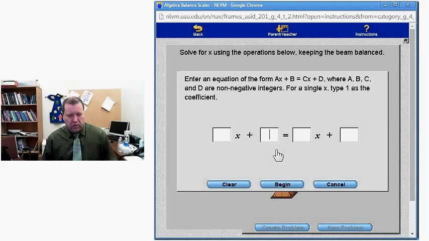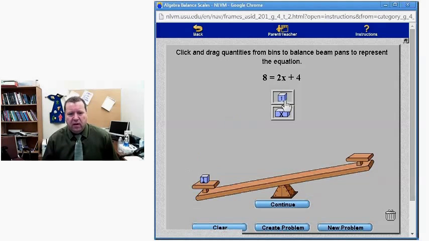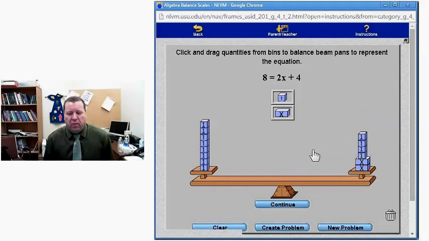Let's look at the equation 8 is equal to 2x plus 4. And let's begin that one. Again, just like before, we need to represent 8 on one side of the equation and on the other side we've got to represent 2x plus 4. And when we do that, we have balance. Let's continue and solve the equation.